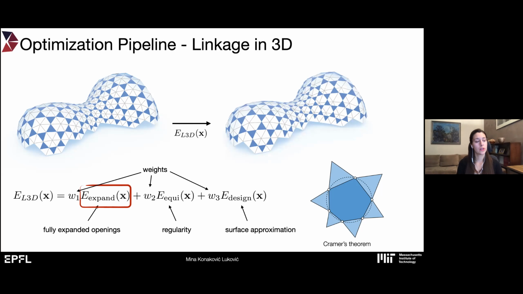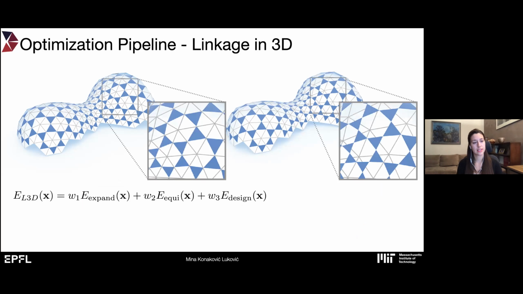And once we run the optimization, we get the shape that is the one on the right. So you can see the difference: the triangles were able to slide on top of the target surface, but also they changed the opening shapes and the shapes of triangles to be now equilateral triangles, and the openings to be larger than they were when we just initialized them with conformal mapping.